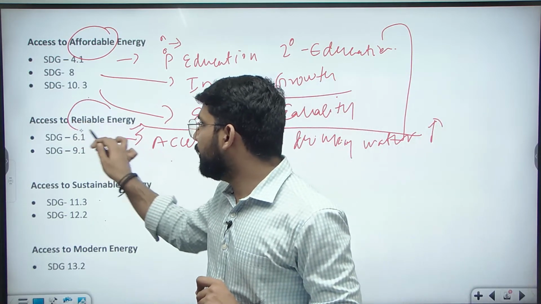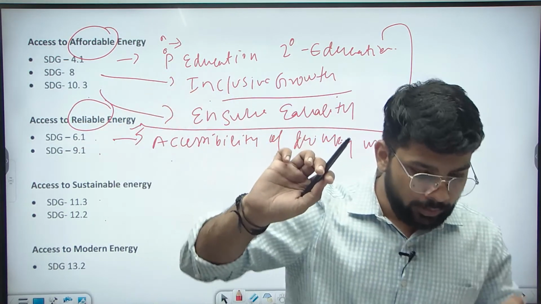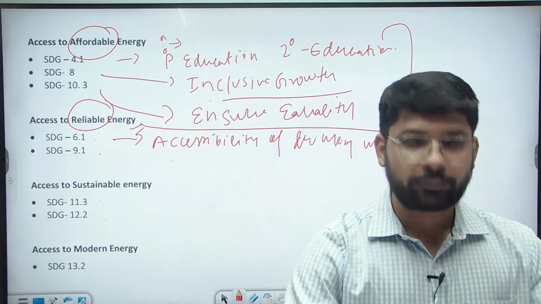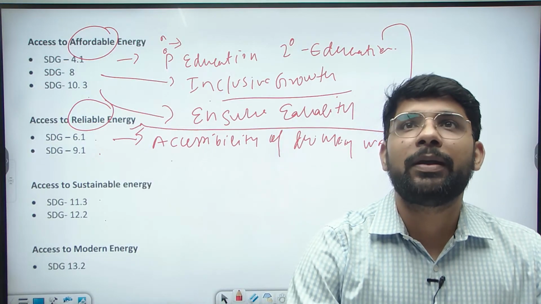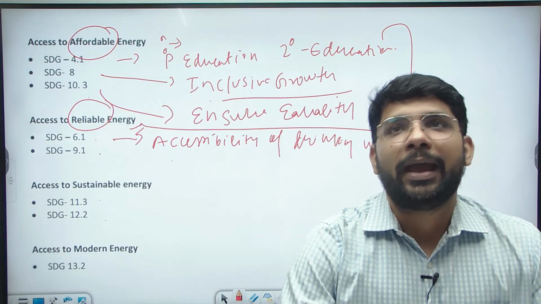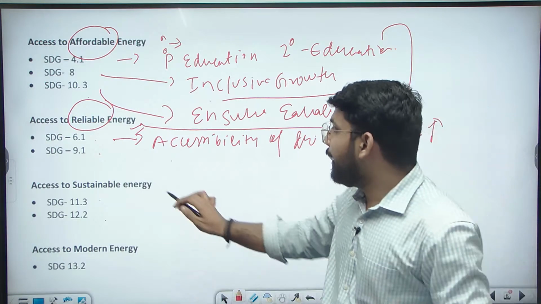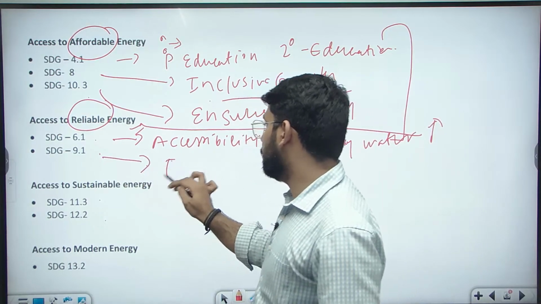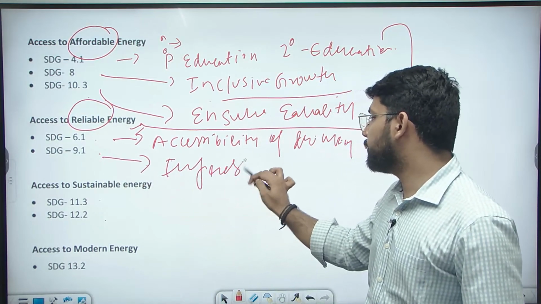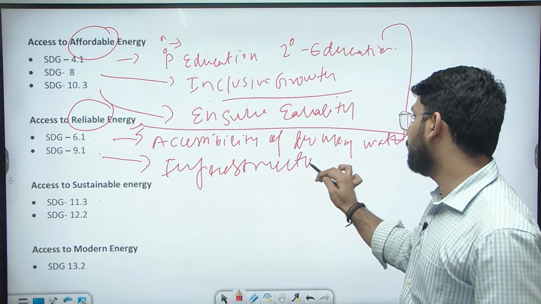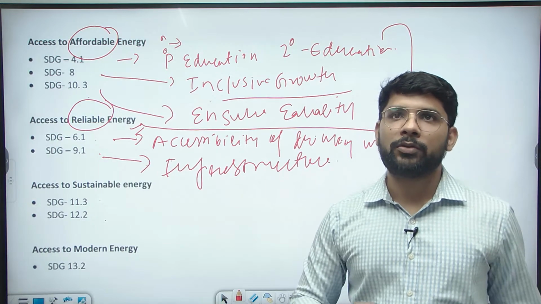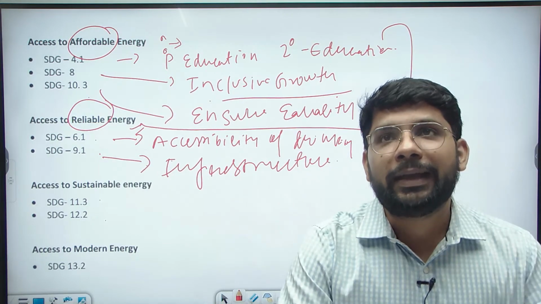So in this point you will define what is the reliability. Then you will write about, if it's reliable, then the access will increase, access of the drinking water will increase. Then in the same case, it helps in the infrastructure as well. अगर available है, so it will also help in the infrastructure. So by these things you can connect.